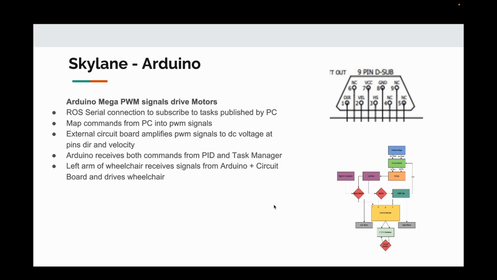One of the main components of the Skyline system is the Arduino. The Arduino is further down the system, closer to the hardware level. It receives signals from the main PC in the form of the PID controller and the task manager, and it uses a raw serial connection to subscribe to these tasks from the PC. It maps these signals into accurate PWM signals for conversion into DC voltage by the external circuit board connected to the Arduino. Then the left arm of the wheelchair receives these signals from the circuit board and drives the wheelchair. It receives these signals at the direction and velocity pins.